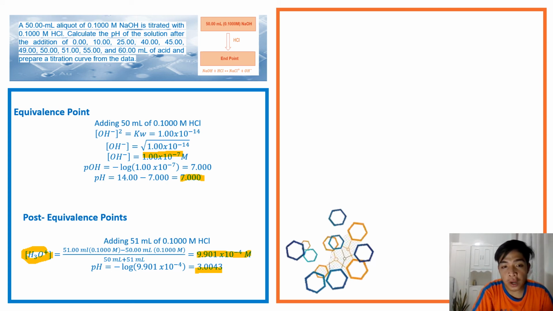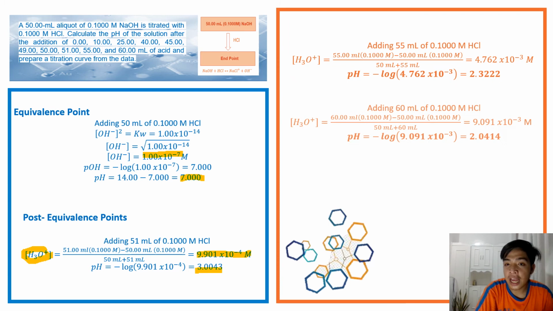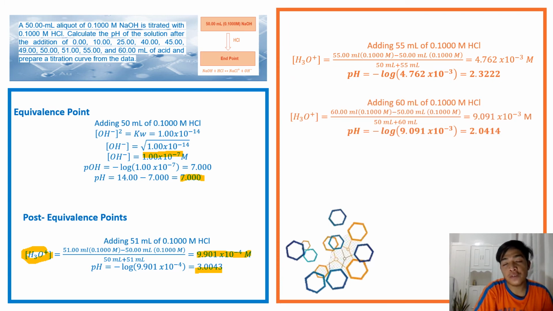The same process is applied to the last two post-equivalence points, which are 55 ml and 60 ml. When we add 55 ml of hydrochloric acid, we'll obtain 2.3222 as the pH of the solution, and when we add 60 ml of hydrochloric acid, we're going to have a pH of 2.0414.